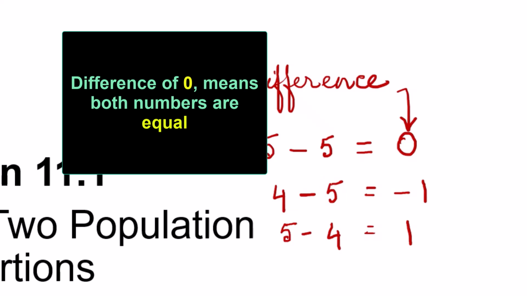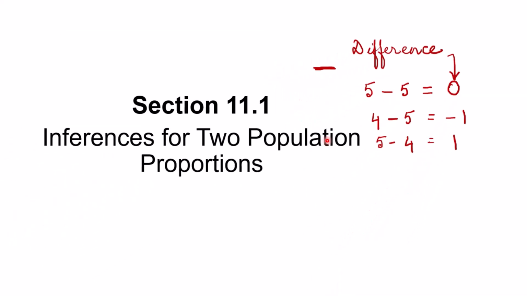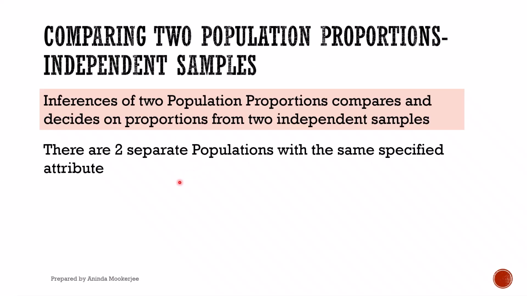All right, so just keep that in mind, because throughout this chapter we are going to talk about two populations. We will be comparing them by taking the difference of the two values. So once again, in studies of two population proportions, we compare the two proportions from two different populations drawn from independent samples. What we mean by independent samples is that the samples are not related in any way with each other. One sample has nothing to do with the other sample.